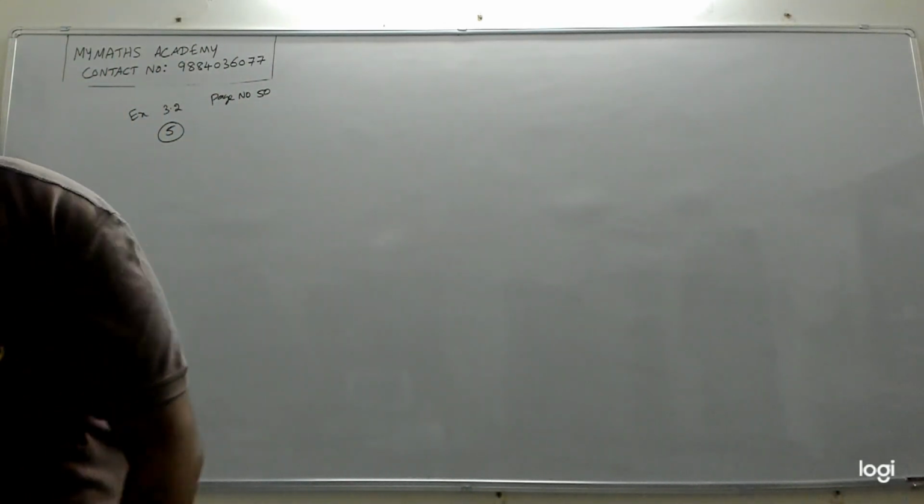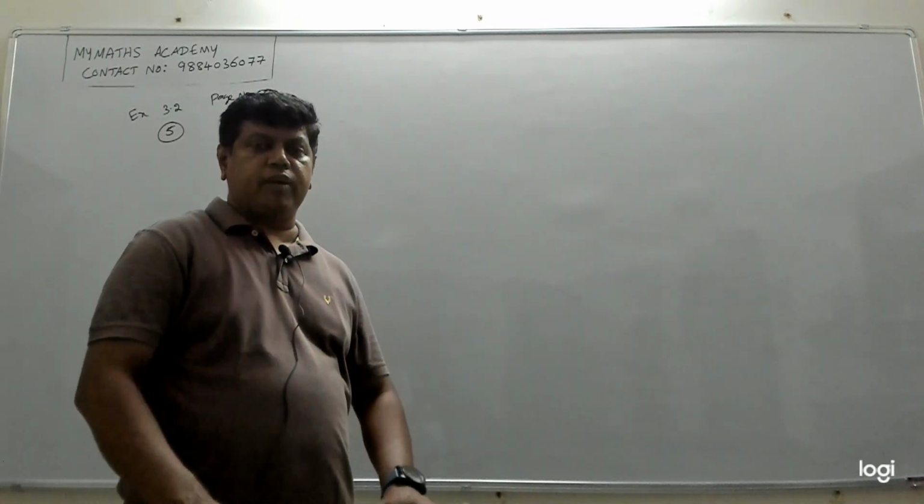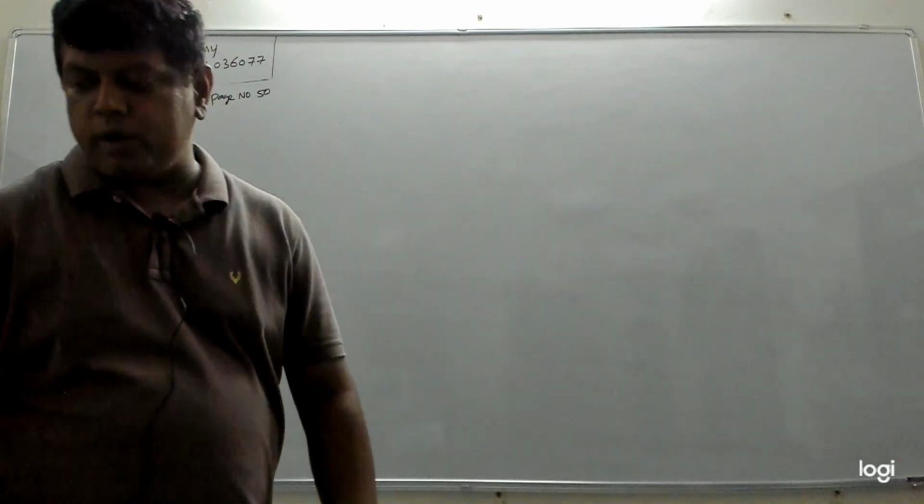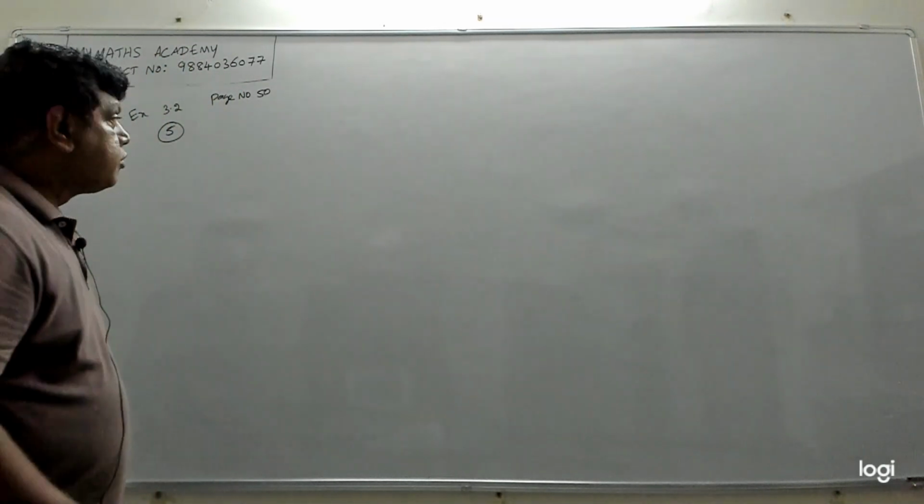So the garden is a rectangular garden, so its dimensions will be length and breadth. We need to find the length and breadth. We don't know what the length is and what the breadth is. But what information is given? Two pieces of information are given.